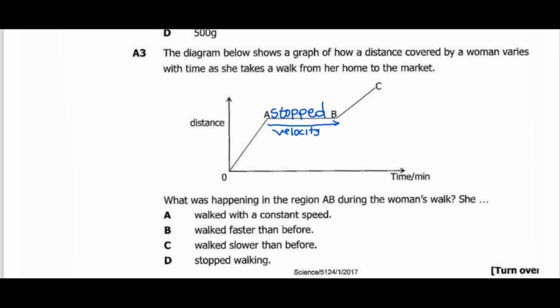So that is what is between AB. Then between OA, there is movement. So this indicates that this person is moving. AB stopped, then BC continues moving. So this is what we have to know. Then let's look at the question. What was happening in the region AB during the woman's walk? So we already know. A, walked with a constant speed, no. B, walked faster than before. C, walked slower than before. D, stopped walking. So the answer is D.